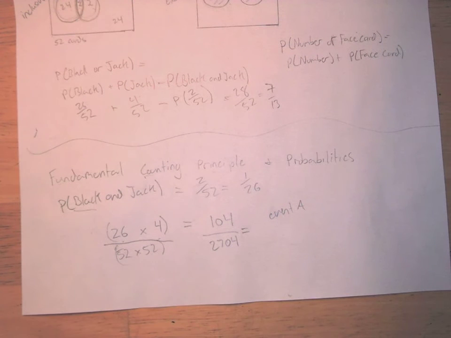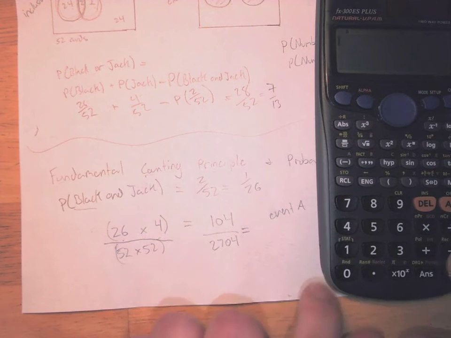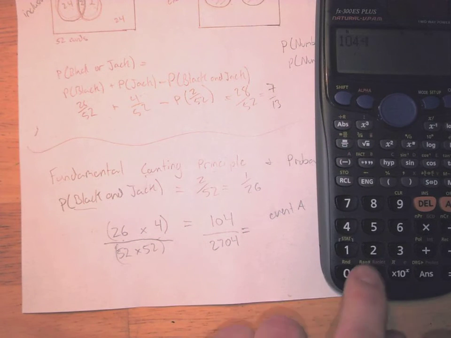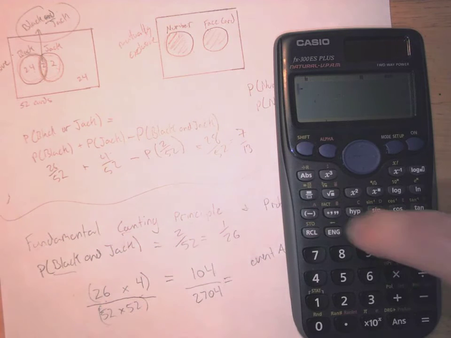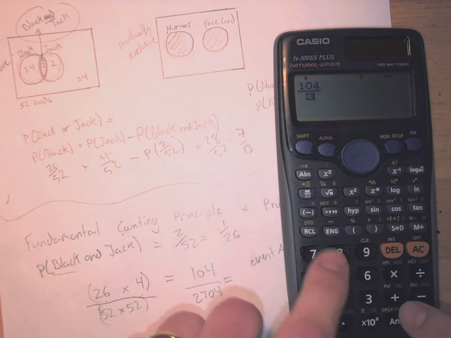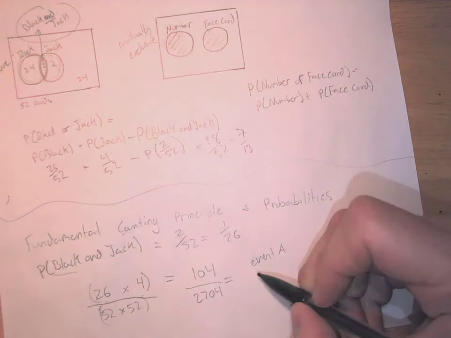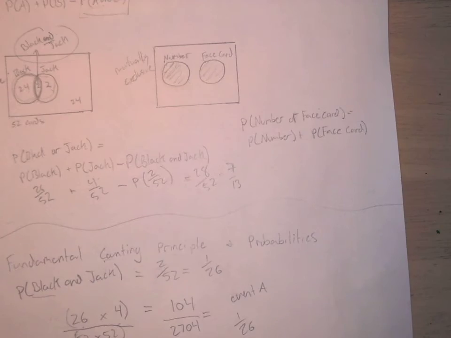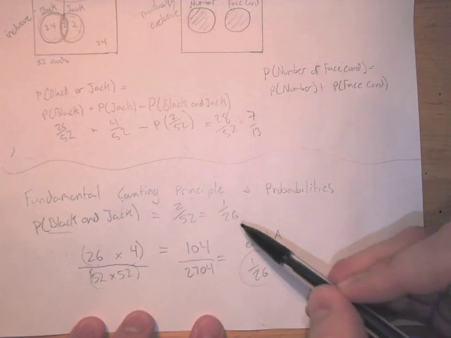Okay, so let's simplify this fraction and see what's going on. We have 104 divided by 2,704. Actually, let's do it in fraction form: 104 over 2,704. It turns out to be 1 over 26. Okay, what does this tell us? What do we have going on here?